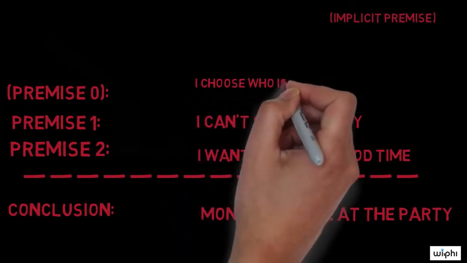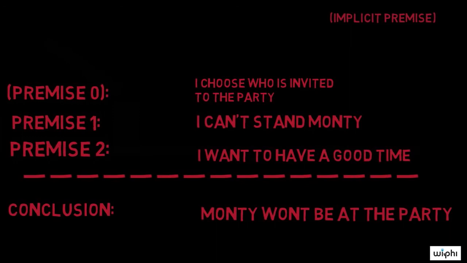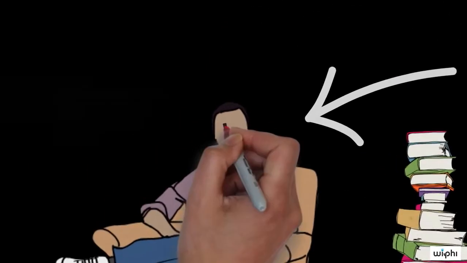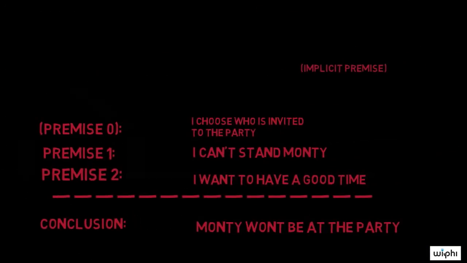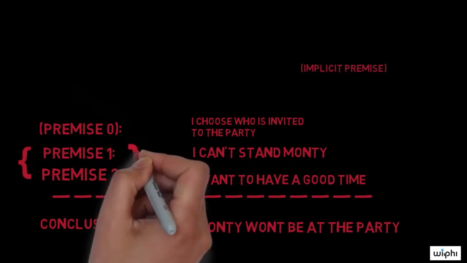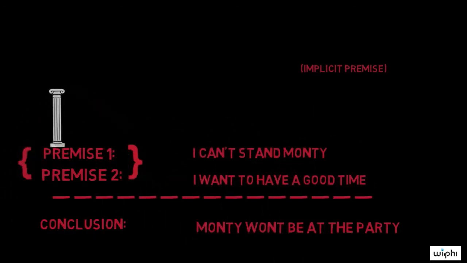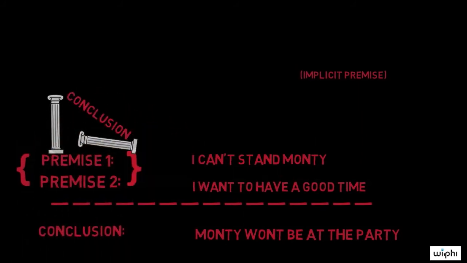So, for example, if you found out that your friend was the person who decided who was going to be invited to the party, then the fact that she can't stand Monty and wants to have a good time would give you a good reason to believe that Monty won't be at the party, because it would give you reason to believe that she didn't invite him. But as it stands, the argument is not good. Those two premises considered in themselves give you no reason to believe that Monty won't be at the party.